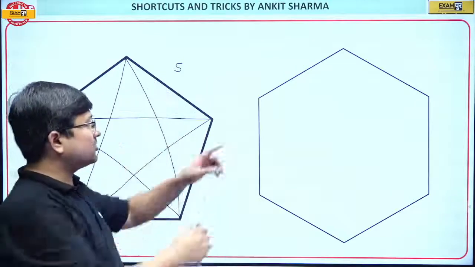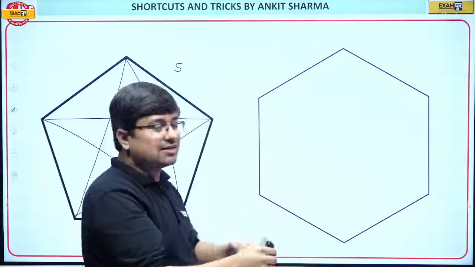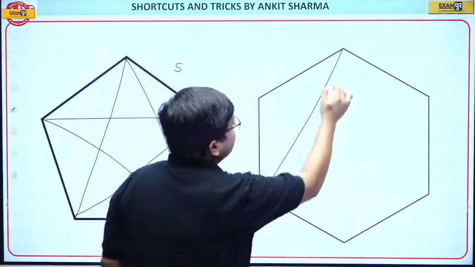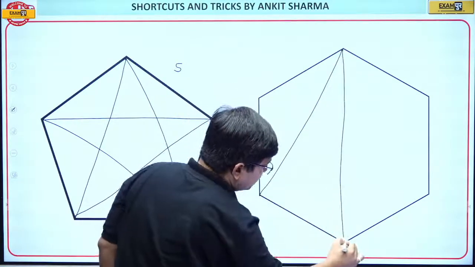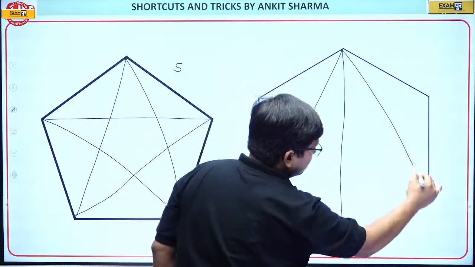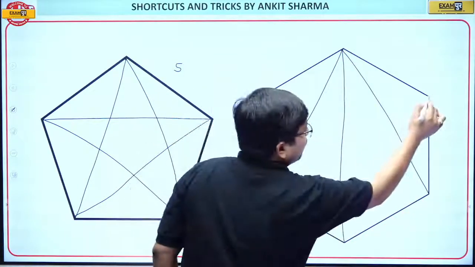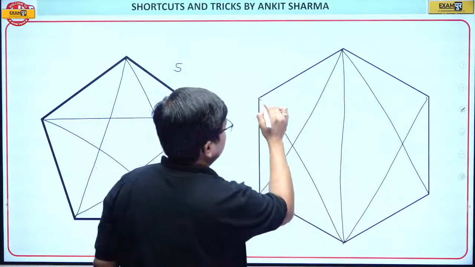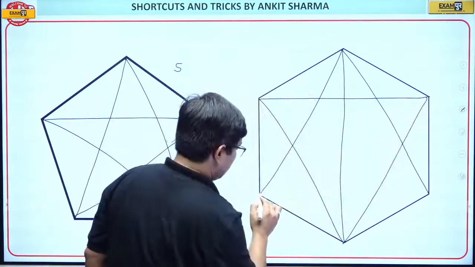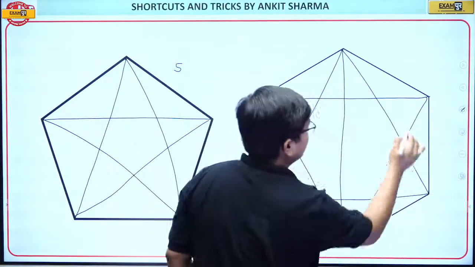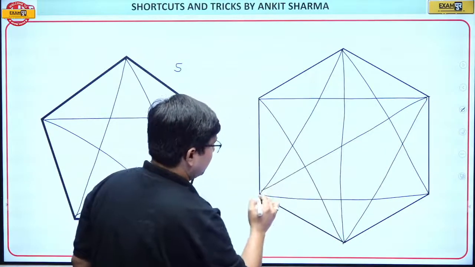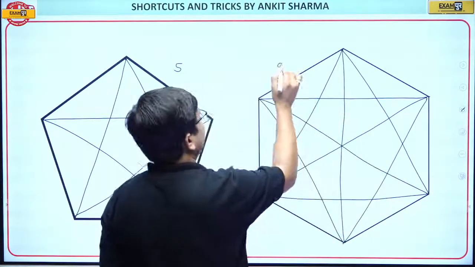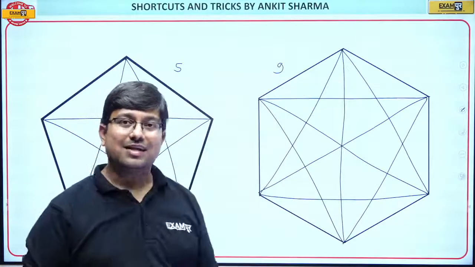What if I take a structure with 6 sides, that is the hexagon? The number of diagonals in this case will be 1, 2, 3, 4, 5, 6, and 7. Finally, 8 and 9. So the number of diagonals in a hexagon is 9.